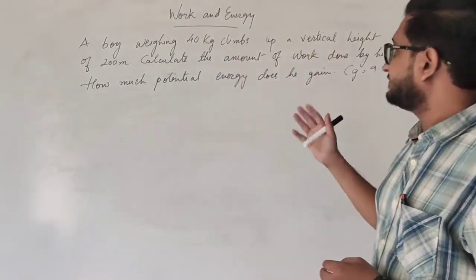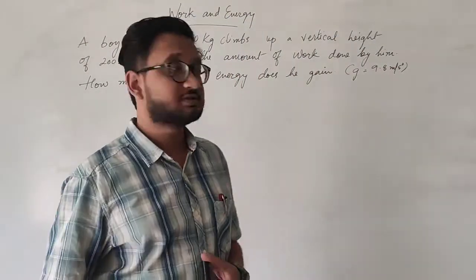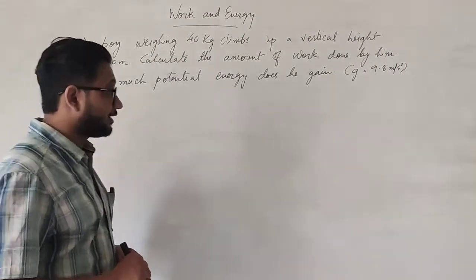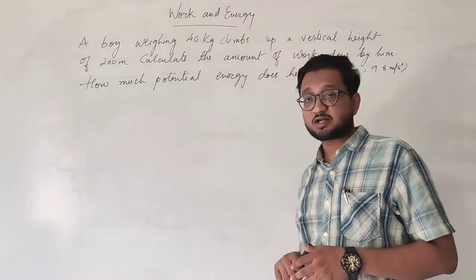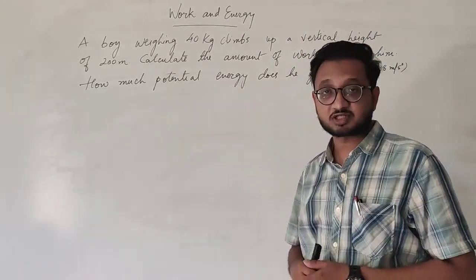A boy weighing 40 kilograms climbs up a vertical height of 200 meters. Calculate the amount of work done by him. How much potential energy does he gain? So two questions are asked in this particular question. First you need to find the work done and the potential energy.